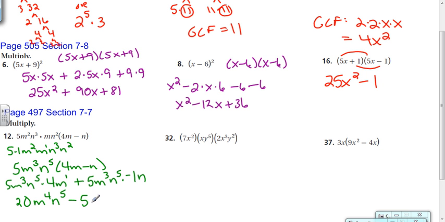And then I've got m cubed. And then I can do n to the 5th times n to the 1st and get n to the 6th. And then these are not like terms because the exponents on my variables do not match up perfectly. So that's as far down as I can go.